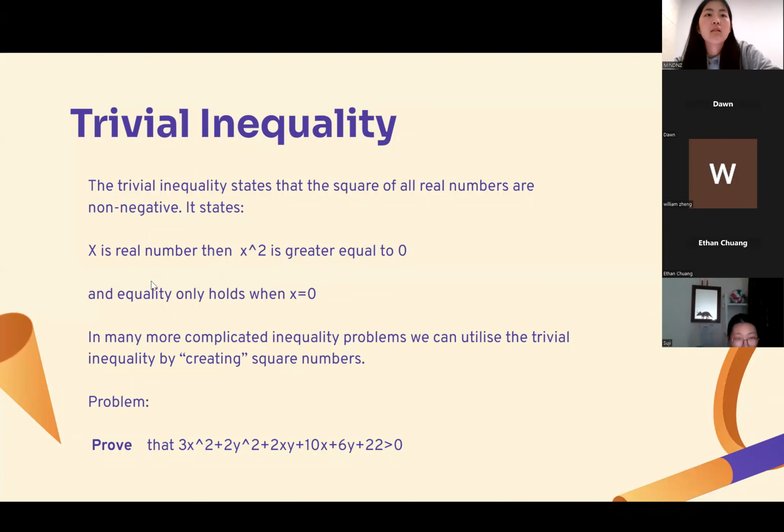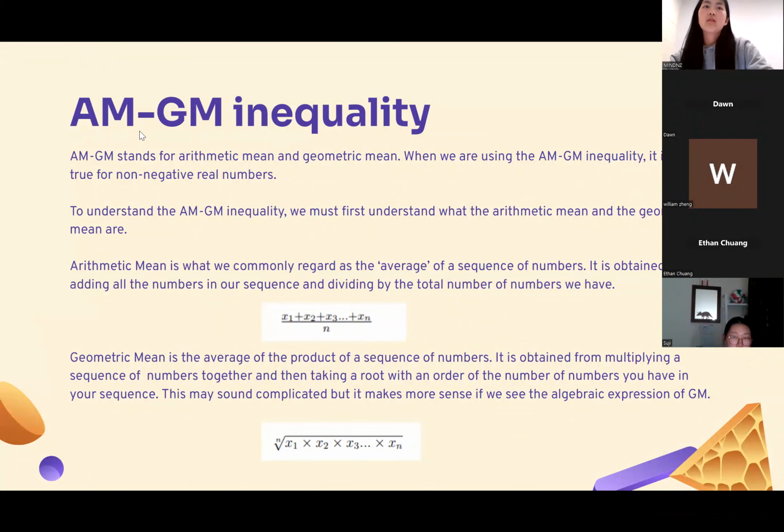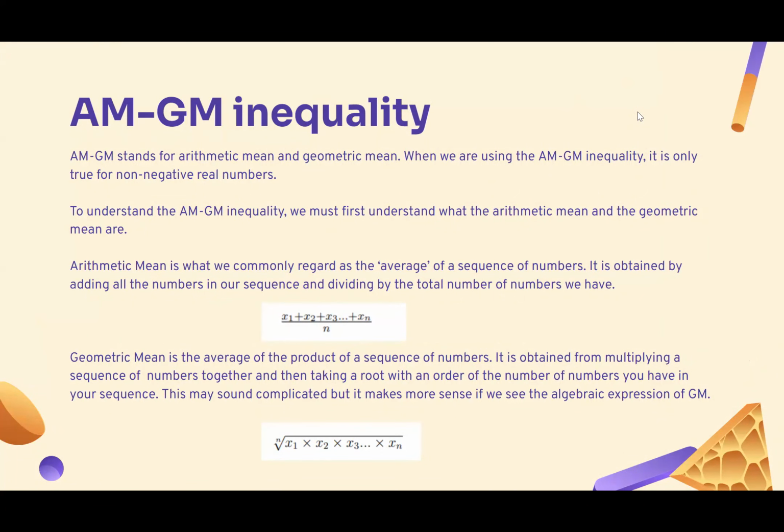So that's the trivial inequality. Now we'll move on to the AMGM inequality. This is a really, really useful inequality in a lot of problems. AMGM stands for arithmetic mean and geometric mean. We have to note that when we're using this inequality, it has to be for non-negative real numbers, so they cannot be negative.